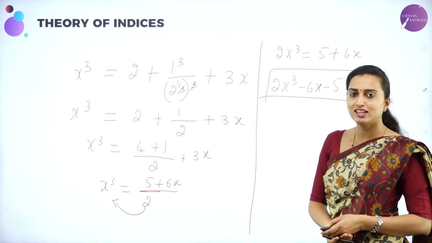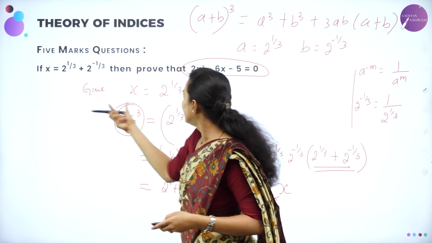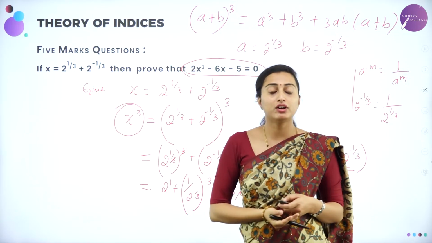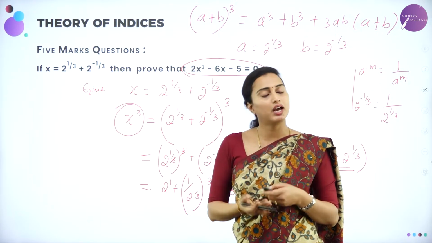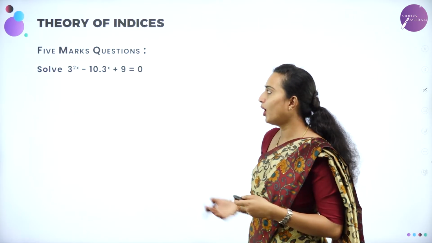That's it. Is that easier? You can try substituting this whole x into this equation and you should get 0 by cancelling all the terms. Understood? We'll be moving on to the next type of problem.